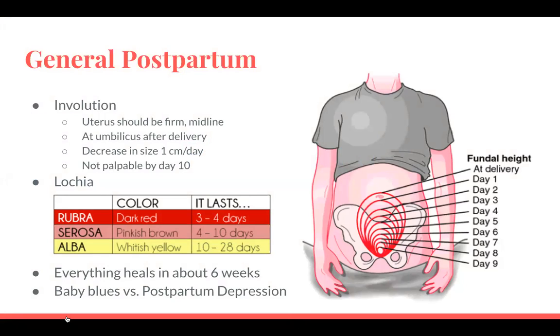And then know the lochia. So we have the dark red, rubra, which can last from 3 to 4 days. You definitely want to watch how much, to see if there is postpartum bleeding. So you want to measure and look at that rubra. Serosa is that pinkish brown that should last from 4 to 10 days, and the whitish yellow should last from 10 to 28 days. But when it comes to rubra, you want to see how much they're bleeding, because you don't want to miss postpartum bleeding, and check if the uterus is firm or if it's boggy.